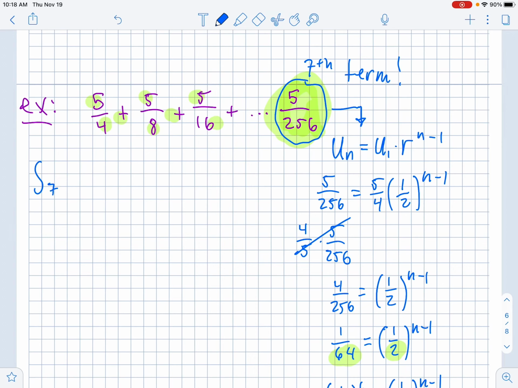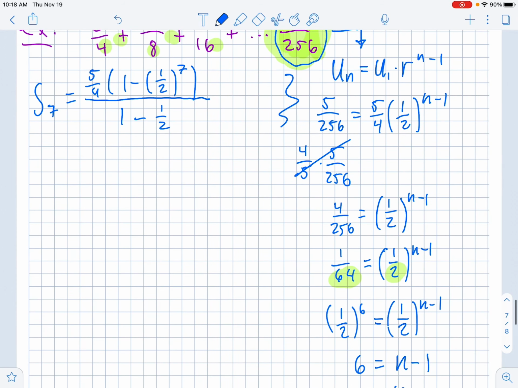So, S sub 7, first term, common ratio. There's 7 terms, all over 1 minus the common ratio. How much algebra should we do? Oh, yeah, let's go for it. Okay.